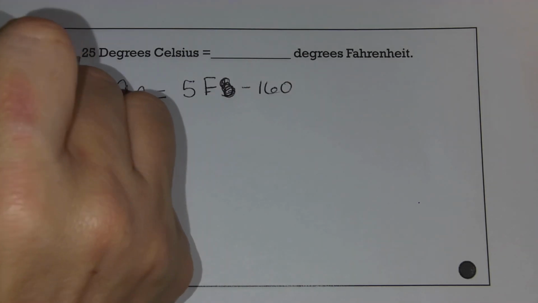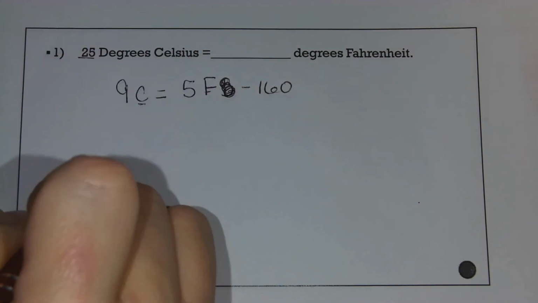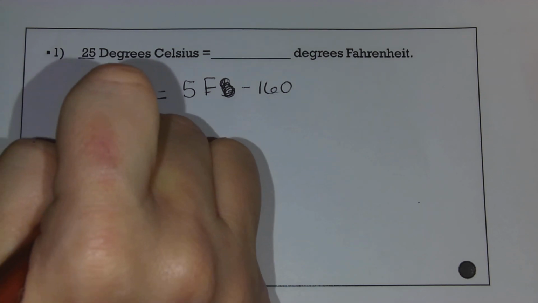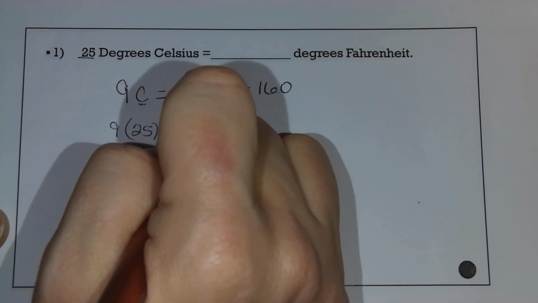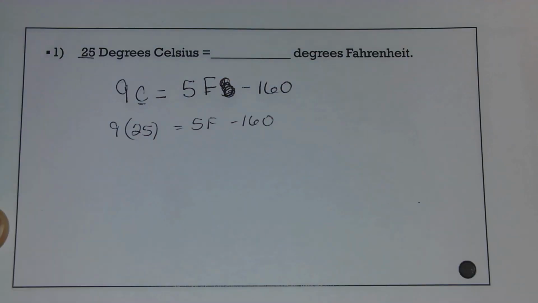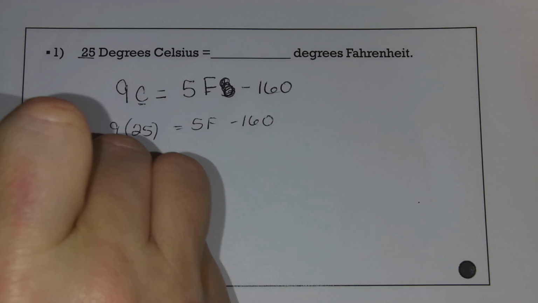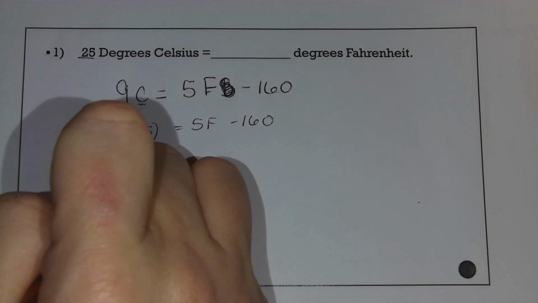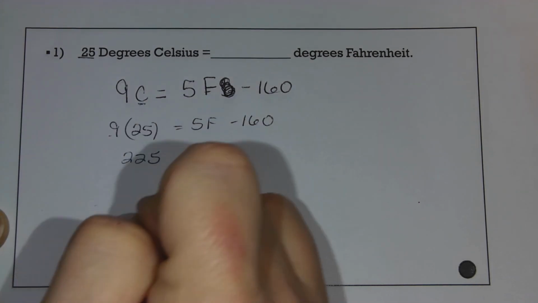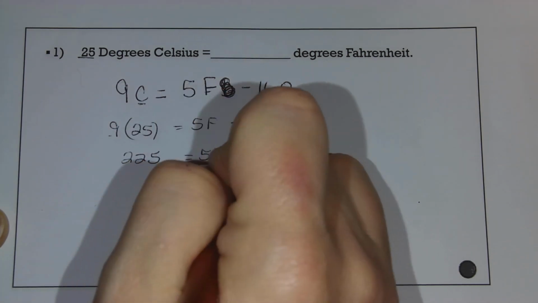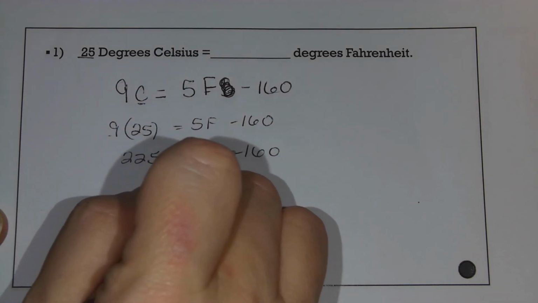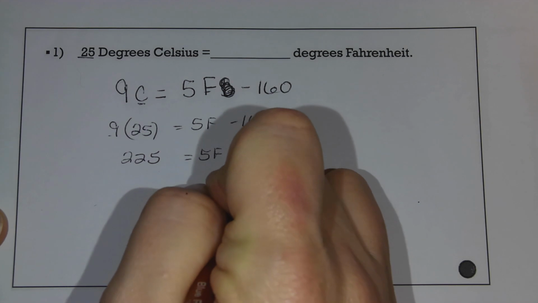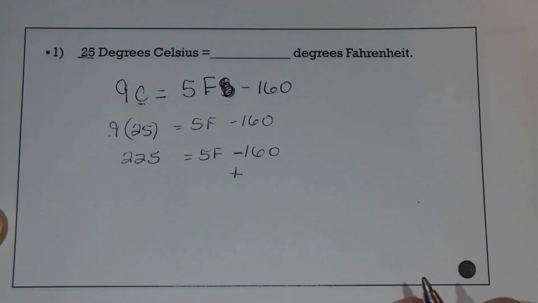Okay, so we know we have 25 degrees Celsius, so we put that in place of the C. Then we just bring everything down. Then you multiply the 9 times the 25, and you get 225. And then just bring everything down. Next, because we still have the F over here and we have a whole number here, we're going to add 160.